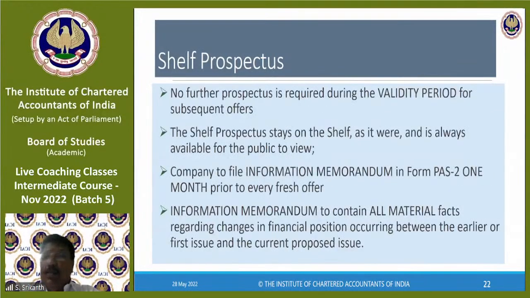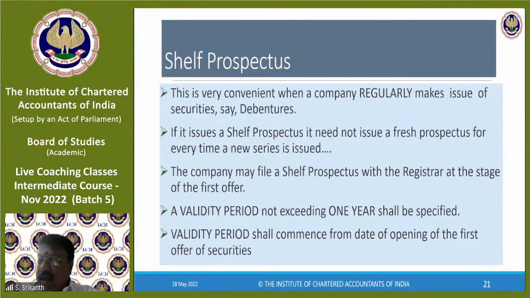Once the validity period is over, if in 1 year the company didn't complete all the issue, then what will the company do? Within 1 year, you are not able to go ahead. Fresh. Another shelf prospectus, then again you go. That's how it is.